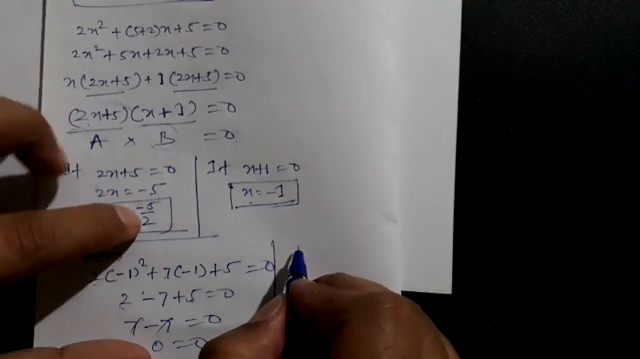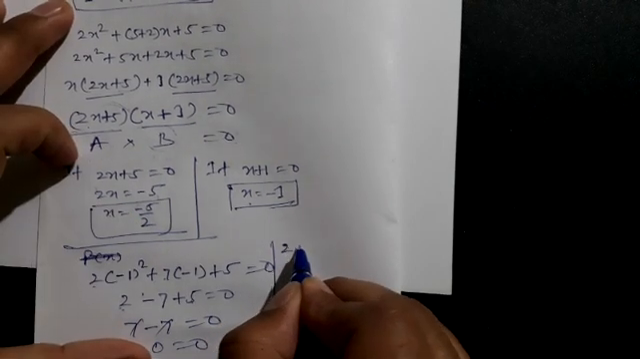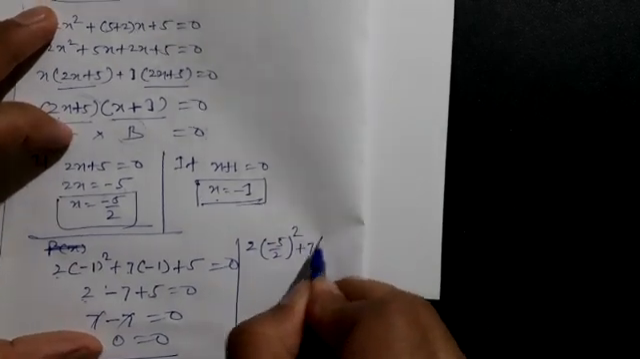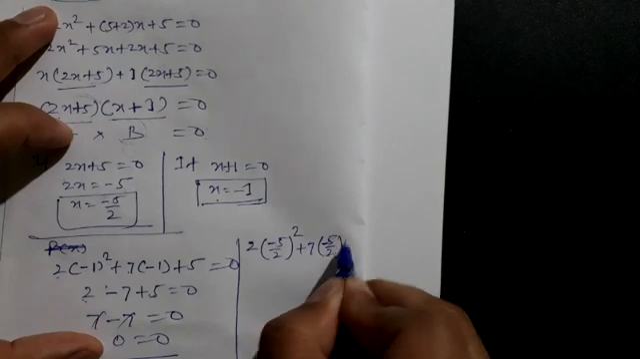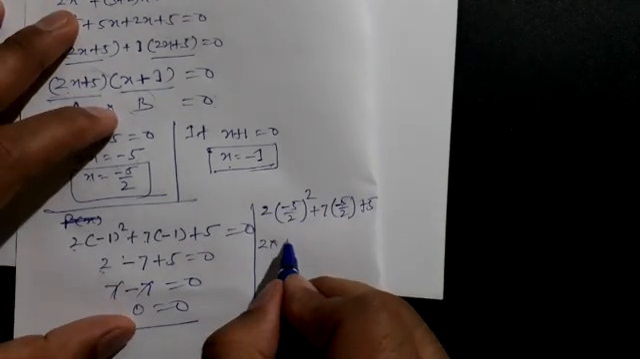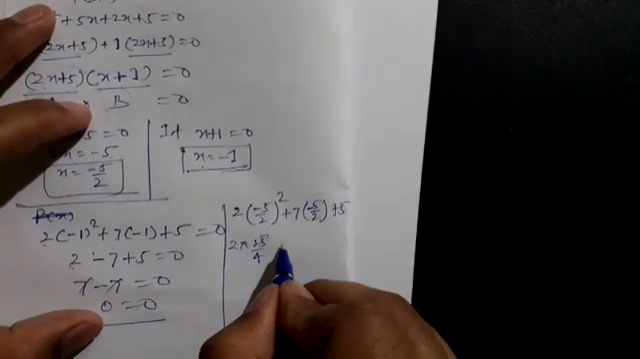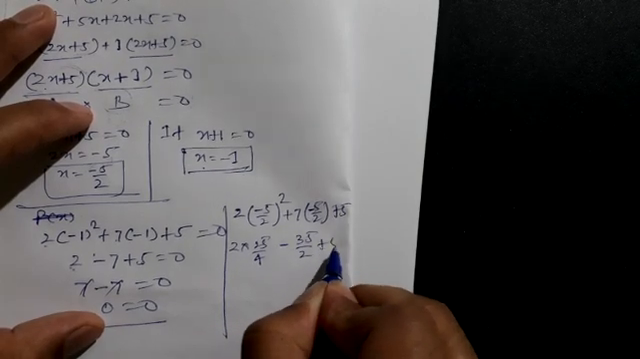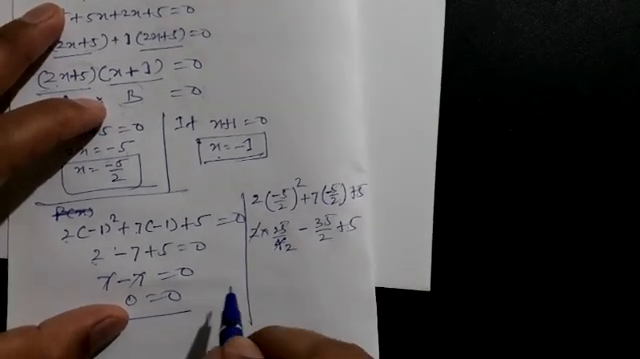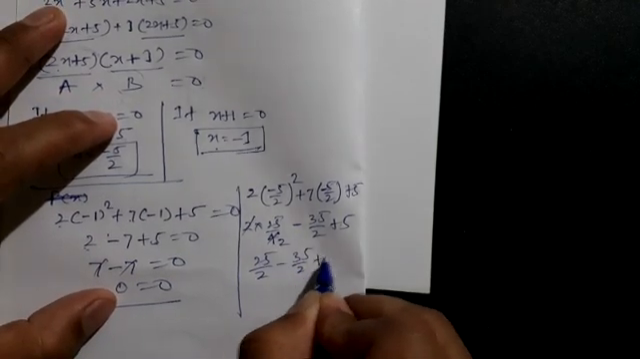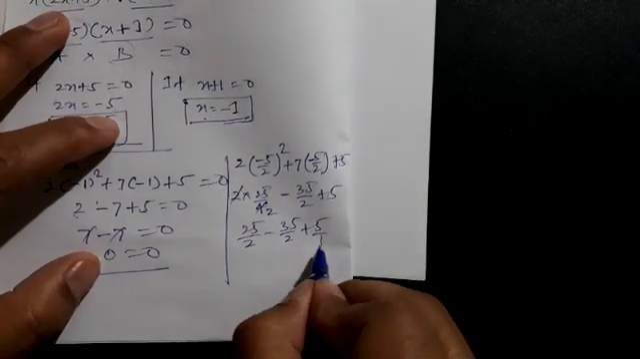Getting this or not? Another, now we are substituting x is equal to minus 5 by 2, so 2 in place of x, minus 5 by 2 whole square, plus 7 in place of x, minus 5 by 2, plus 5. So here 2 into minus 5 by 2 square can be written as 25 by 4. And here minus 7 times 5 is 35 by 2, plus 5. So 2 twos are 4, so 25 by 2 minus 35 by 2 plus 5. So 5 by 1 I am writing here.